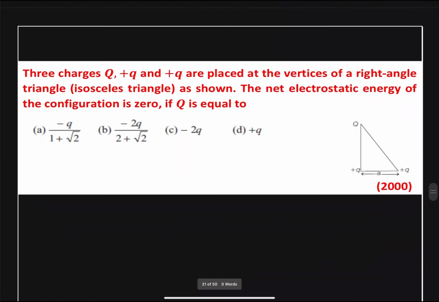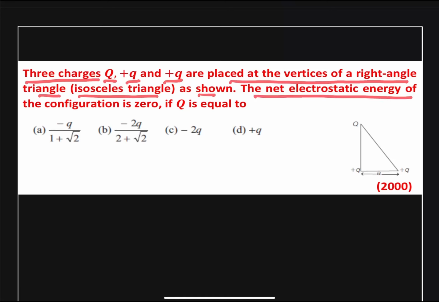Next question. It states that three charges Q, plus Q and plus Q are placed at the vertices of a right angled isosceles triangle, as shown. The net electrostatic energy of this configuration is 0 if Q is equal to what? Let us suppose this is triangle A, B and C, which is an isosceles triangle, and it is given that the net electrostatic energy of the entire system is equal to 0.